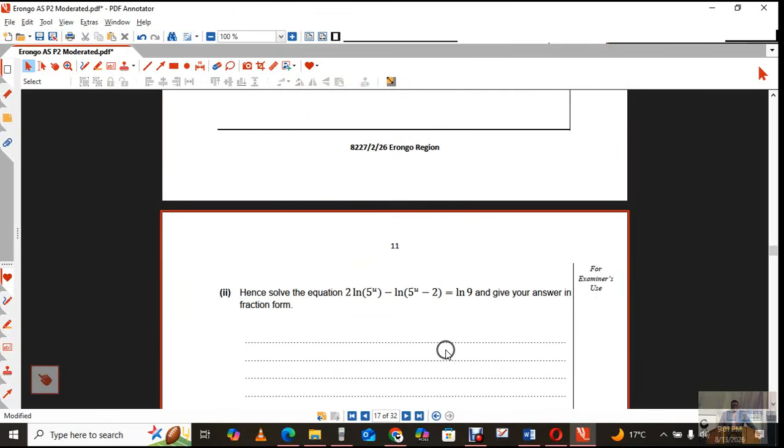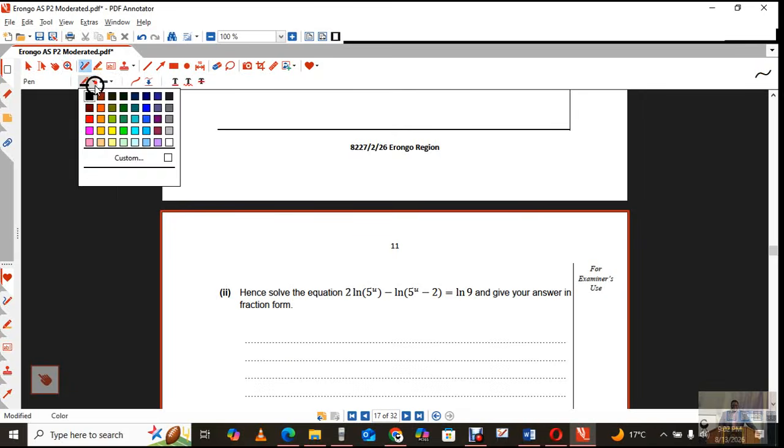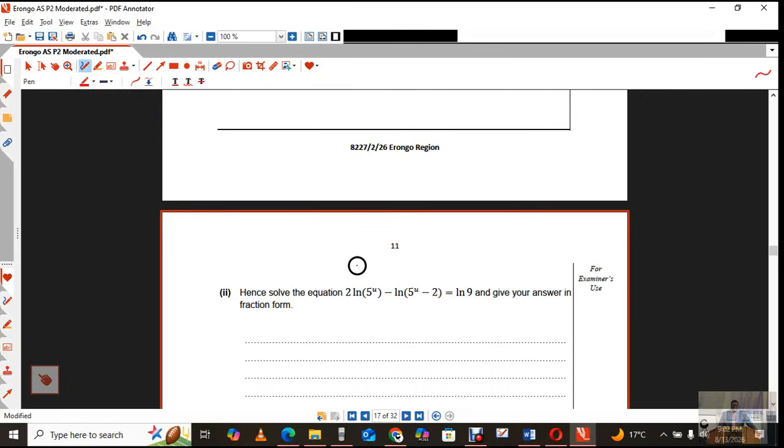Let's go to part B. I'm just going to be writing the equation that I had in part A over here on top. The equation was 2 ln x minus ln of, in brackets, x minus 2, I believe, is equal to the natural log of 9.